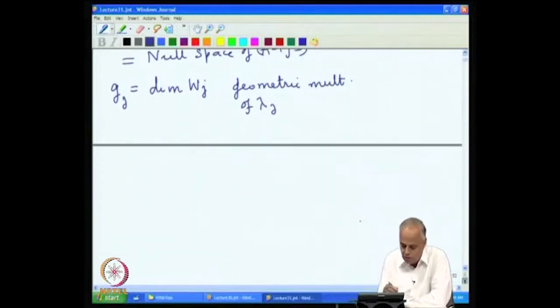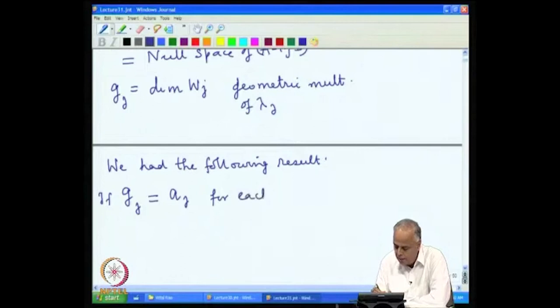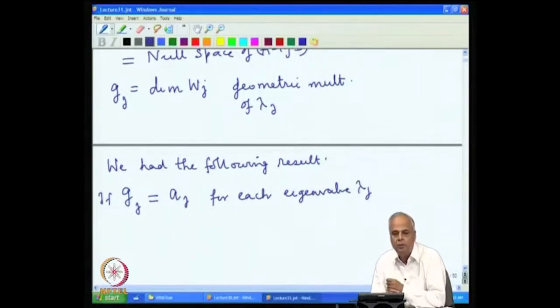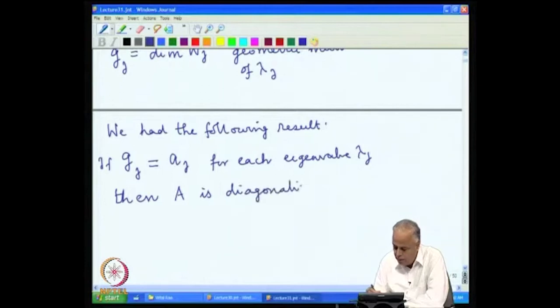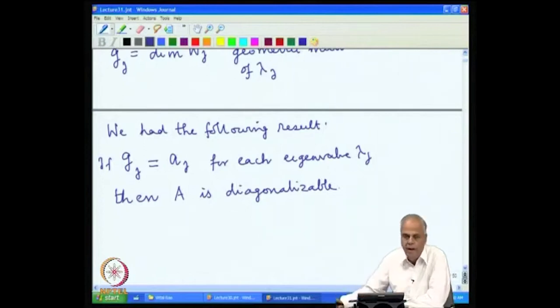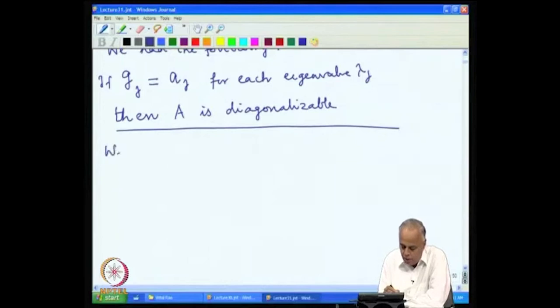What we observed in the last lecture was the following result: if the geometric multiplicity of an eigenvalue is equal to its algebraic multiplicity, and this happens for each eigenvalue lambda j. So, it is not that g 1 equal to a 1 or g 2 equal to a 2. For each j, g j must be equal to a j. For if g j equals a j for each eigenvalue lambda j, then A is diagonalizable. And we found that the diagonalizing matrix P was made up of all eigenvectors along its columns.